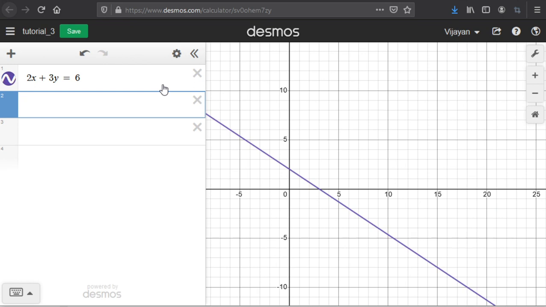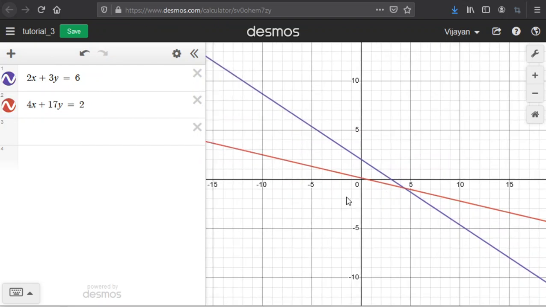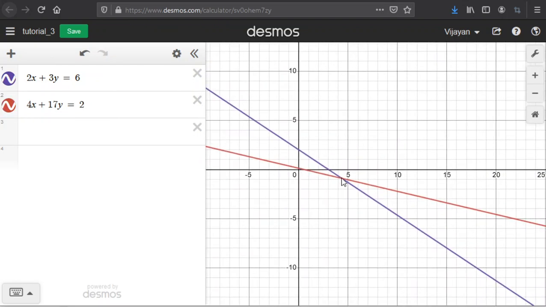Again, 4x plus 17y is equal to 2. So these are two simultaneous linear equations: 2x plus 3y equal to 6 and 4x plus 17y equal to 2. We know that the solution of these two linear equations will exist, because these two lines are intersecting each other at a point. What is that point? We click here and we get the values of x and y at which those two lines are intersecting. So this is the solution.